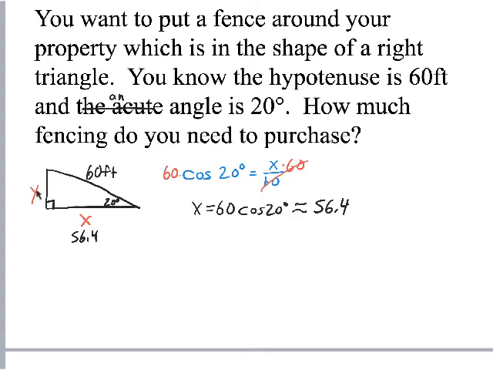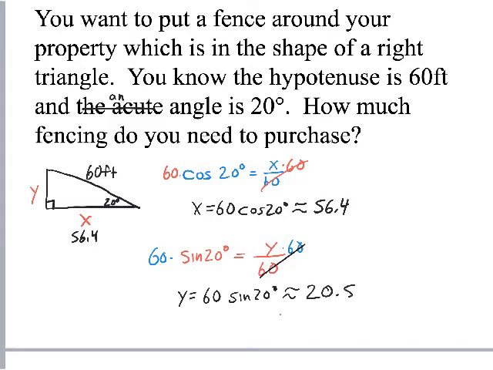But we still need to find this one, which is opposite the 20. So this is going to be opposite over hypotenuse. So we're going to use sine now to find y. We're now going to do sine of 20 degrees is equal to y, which is the opposite, over the hypotenuse. And we're going to solve this by multiplying both sides by 60. And we now have y is equal to 60 sine 20 degrees, which is equal to 20.5. These are both feet, I forgot to say.